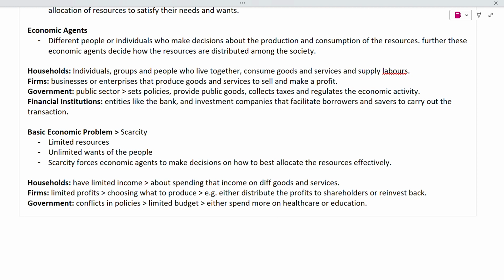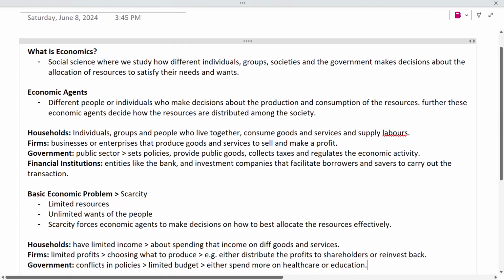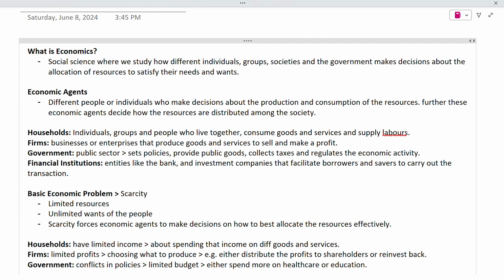But I hope that the concept of what economics is, who economic agents are, what scarcity is, and how scarcity impacts different economic agents is clear.